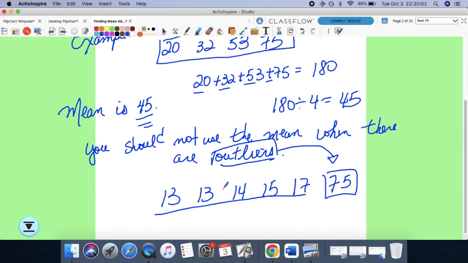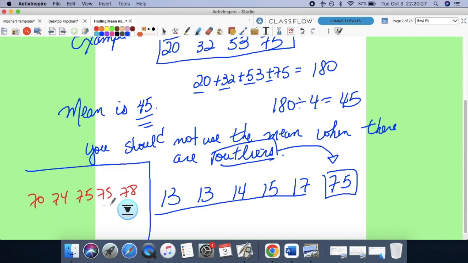So when you have a situation like this, don't use the mean. Okay, so the mean is good. You should use the mean when there are no outliers. For example, so if your numbers are, and I'll put it in this corner. So if you have, let me change the numbers. Let's say you had a 70, a 74, a 75, a 75, a 78. These are okay. You can use the mean here to find the average, right? Because there are no outliers.